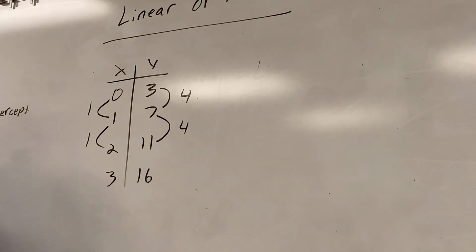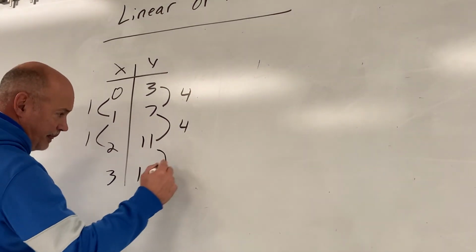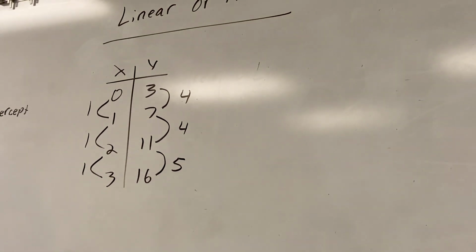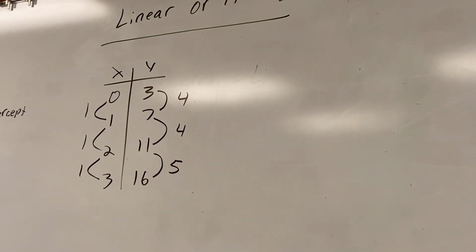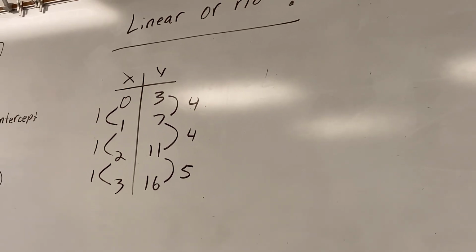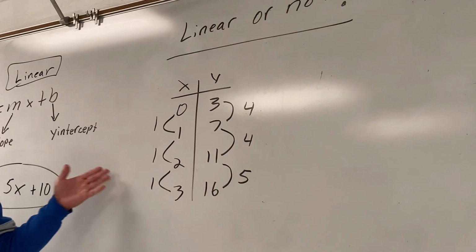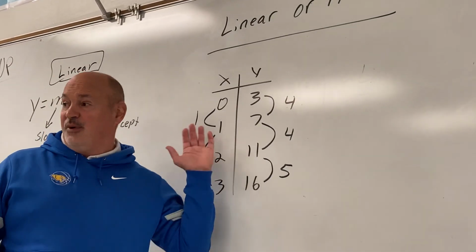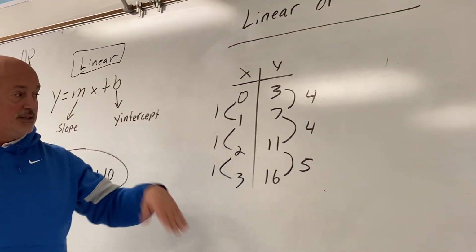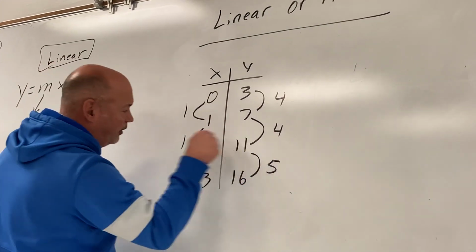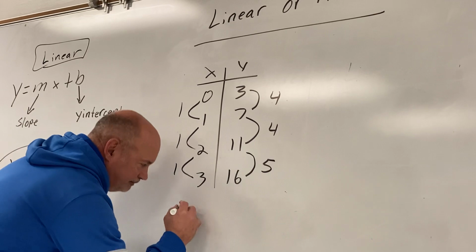No. Keep going. What's the next change in y? 5 over 1. Is this table going to be a straight line? No. Why not? The change in y and the change in x must be the same all the way through the problem. Does that make sense? So this is not linear because that slope, 5 over 1, is different than 4 over 1. Nope, not linear.